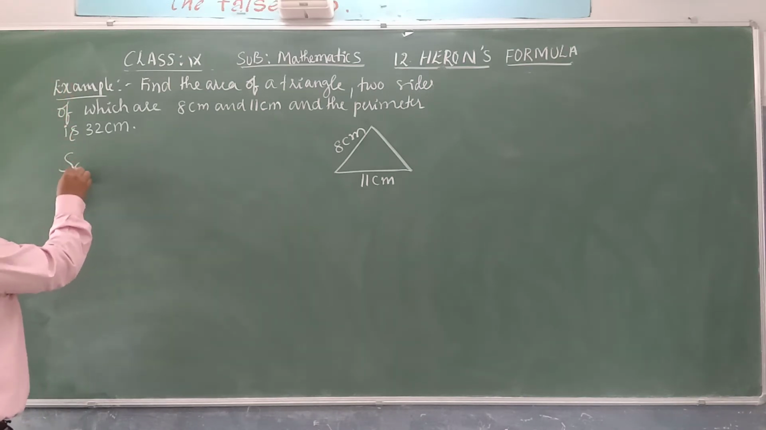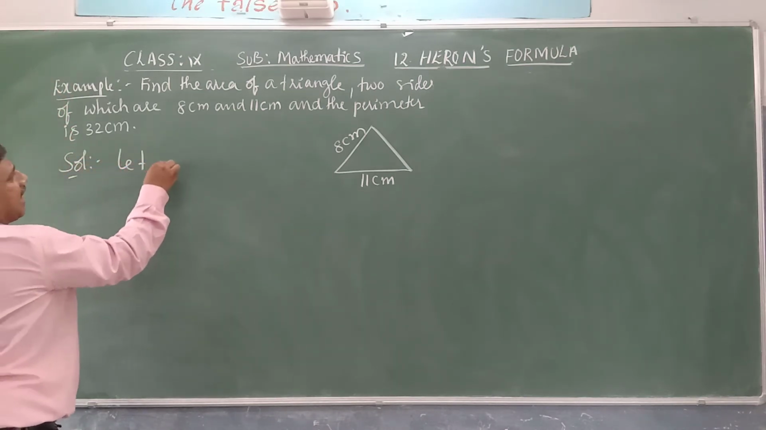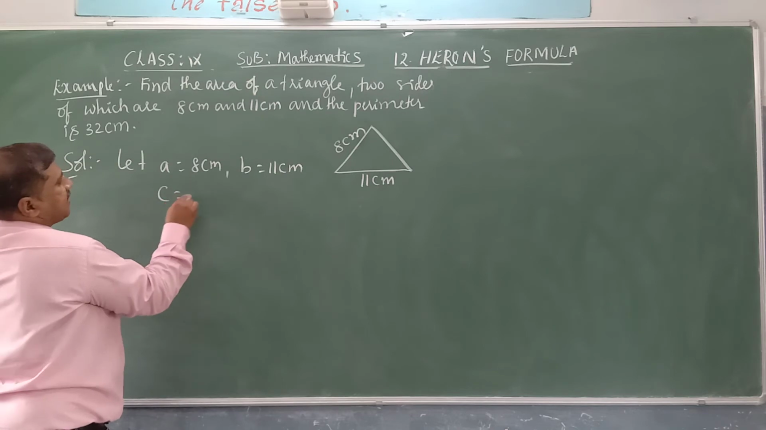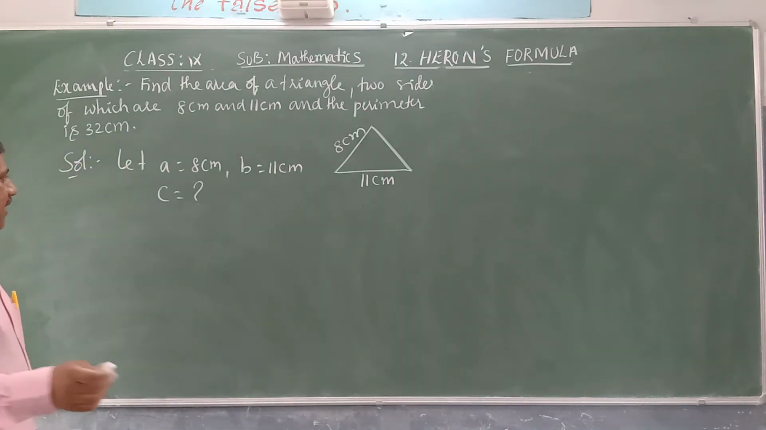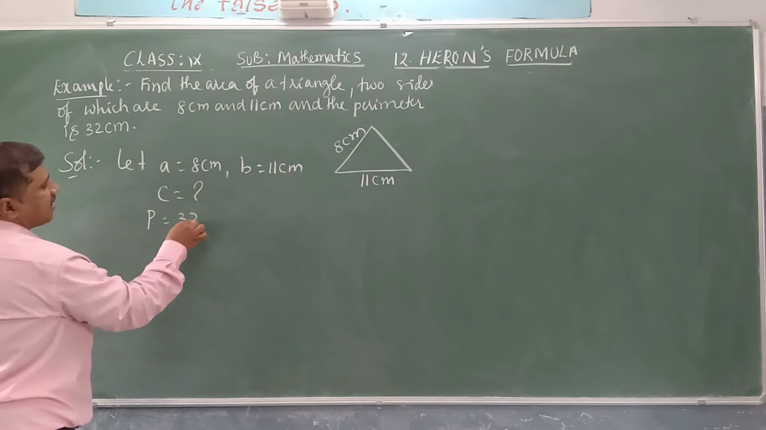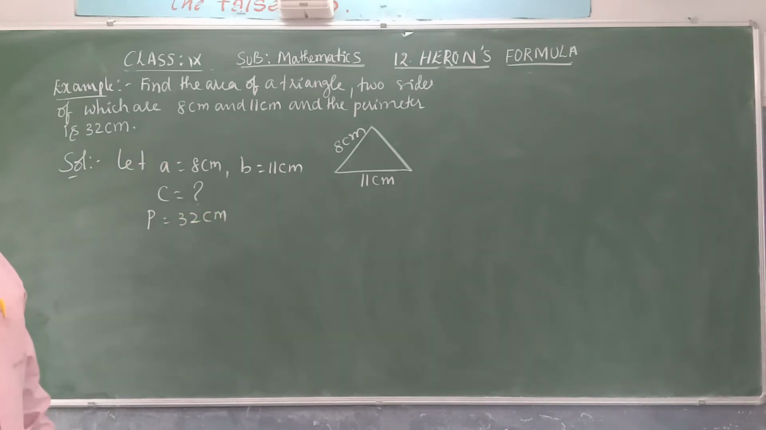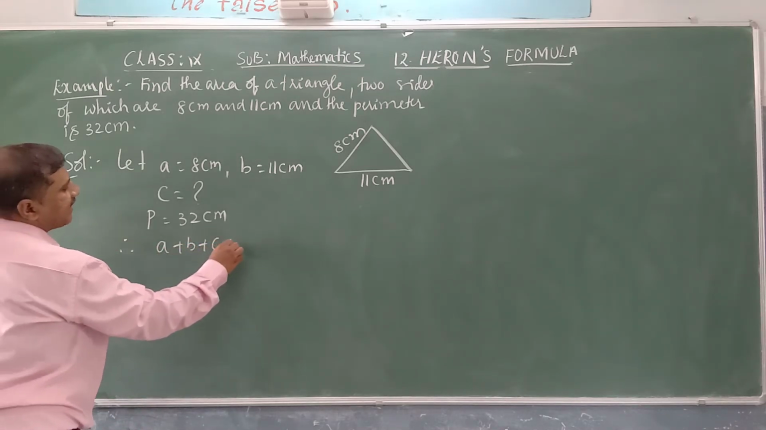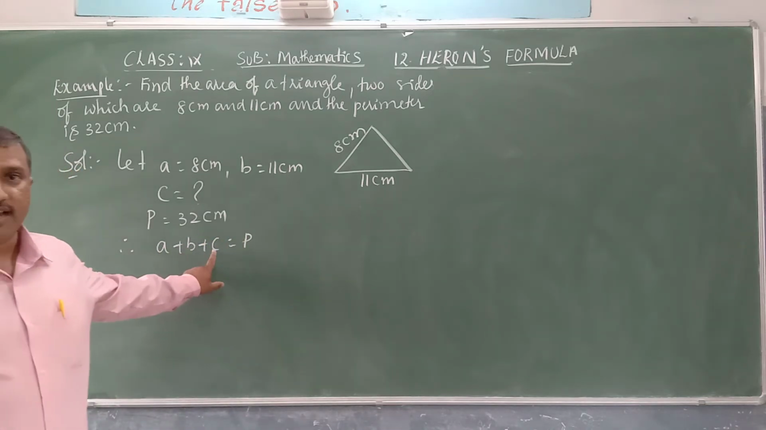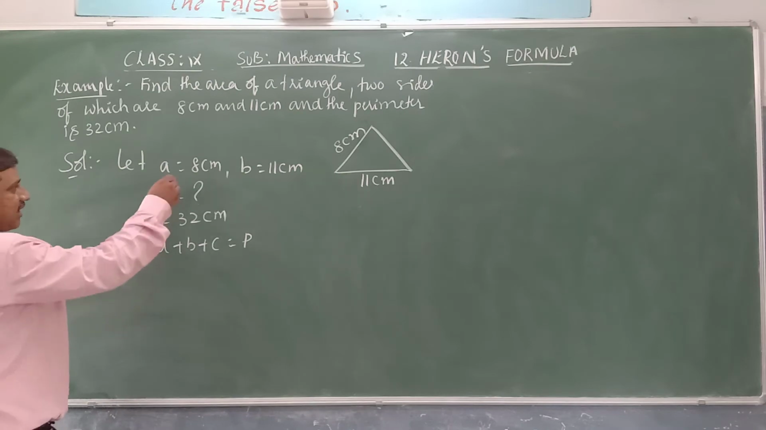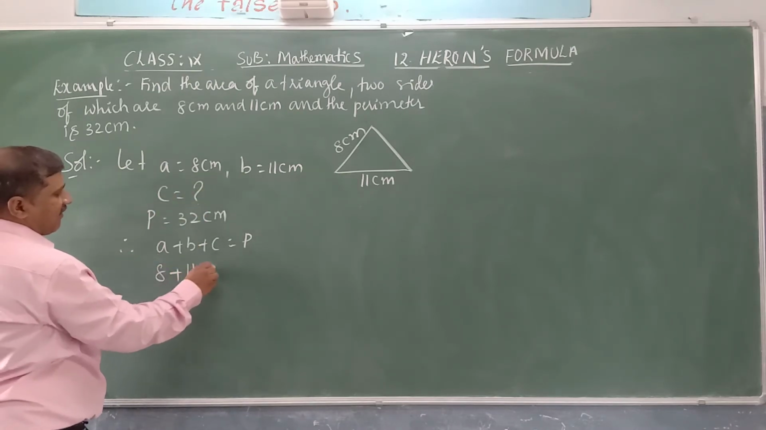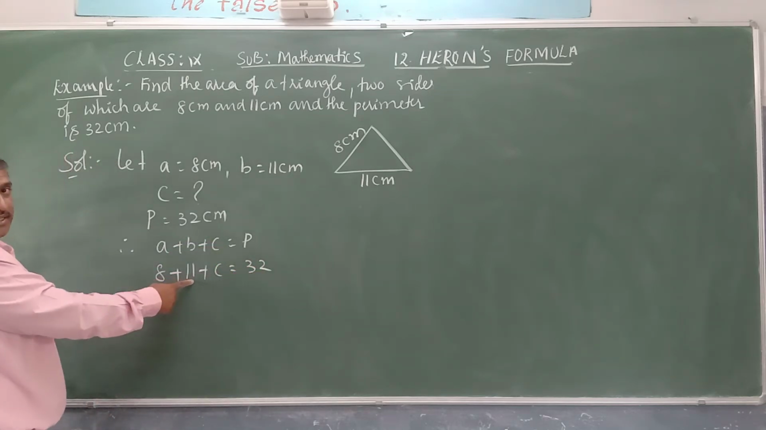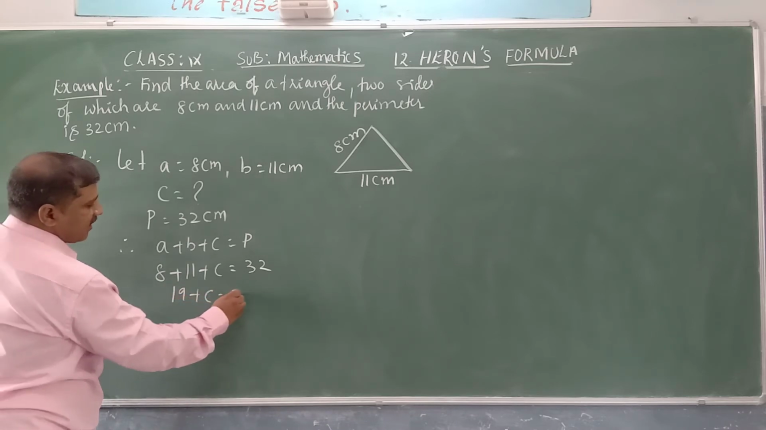Now here, let the two sides be a equal to 8 centimeters and b equal to 11 centimeters. c we don't know, so we have to find it. The perimeter we also know, perimeter P is equal to 32 centimeters. Perimeter P is equal to a plus b plus c, the sum of the three sides of the triangle. Here a is 8, b is 11, and c we don't know, so write it as c. Perimeter is 32. 8 plus 11 is 19, plus c is equal to 32.